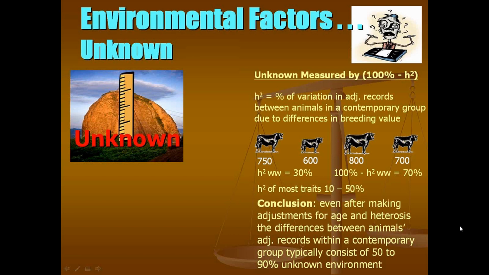We're really not sorting between any genetic differences in the show ring. And I know that's hard to hear. That's really hard to hear, but it's a fact. So what do we do?